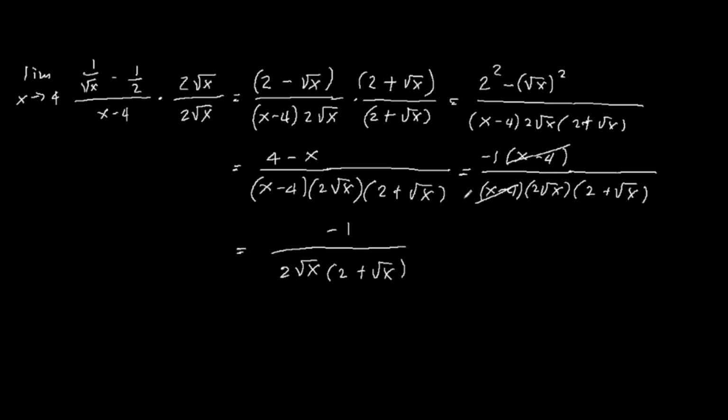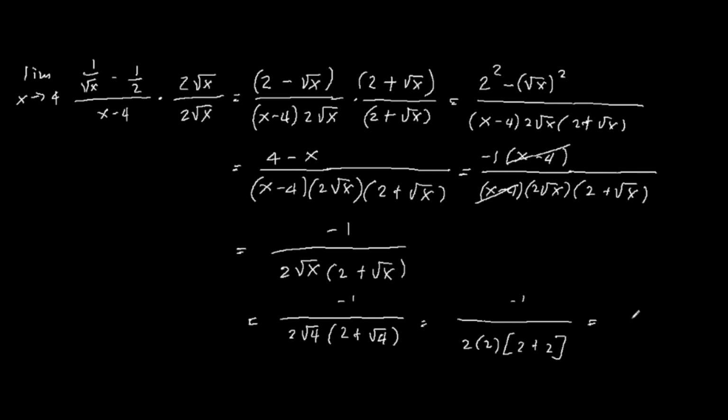And we simplify or substitute the value where x approaches 4. So negative 1 over 2 square root of 4 times 2 plus square root of 4, or equivalent to negative 1 over 2 times 2, times 2 plus 2, or equivalent to negative 1 over 4 times 4, which is equivalent to negative 1 over 16. So the limit is equivalent to negative 1 over 16.